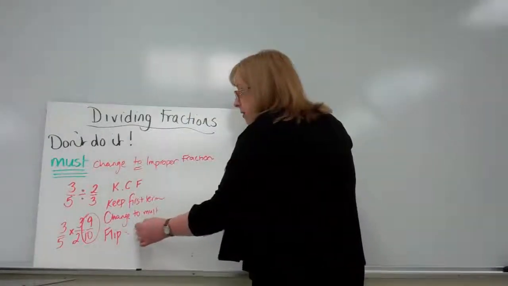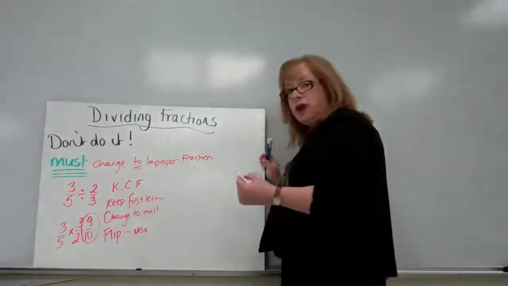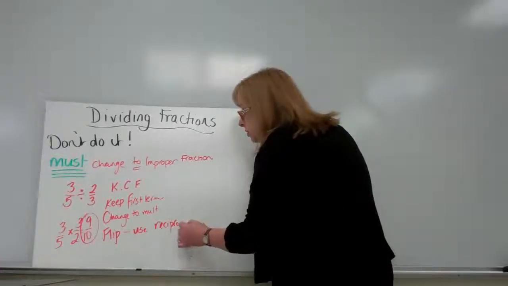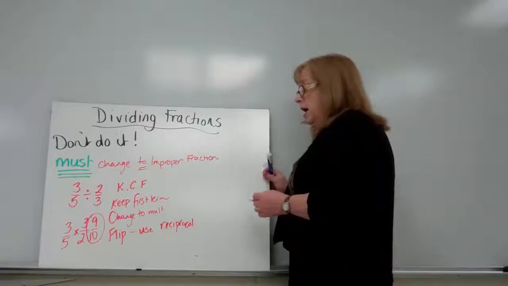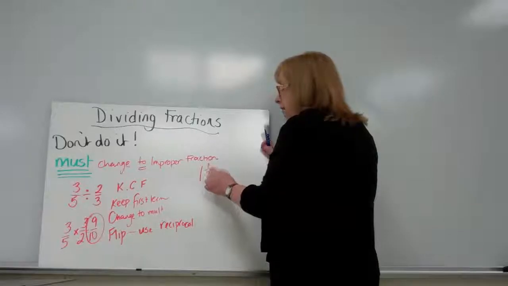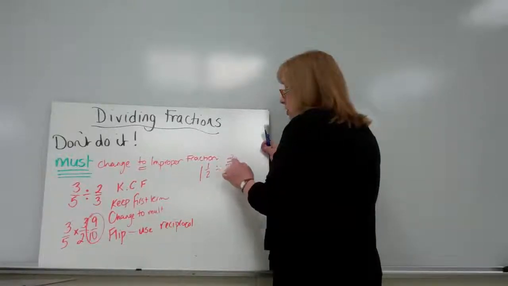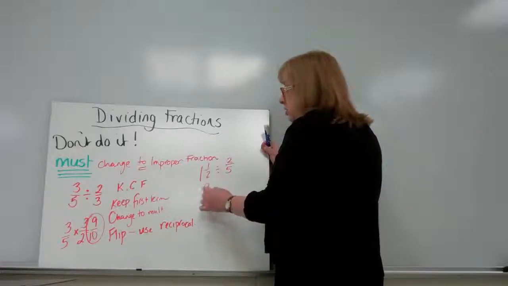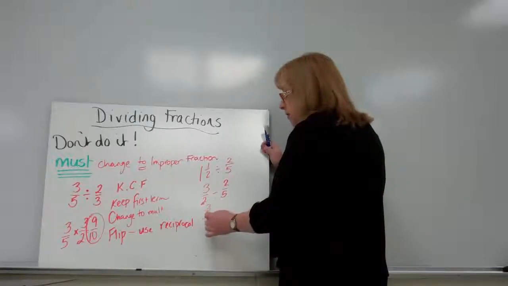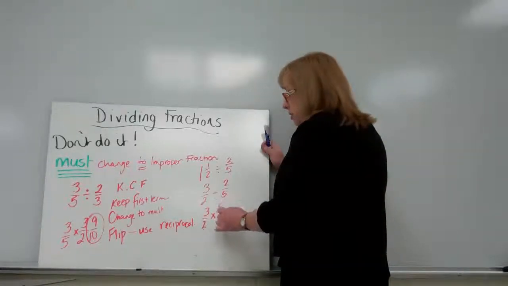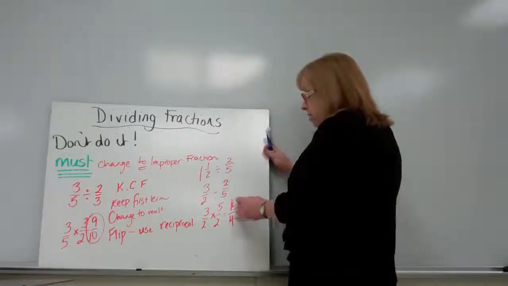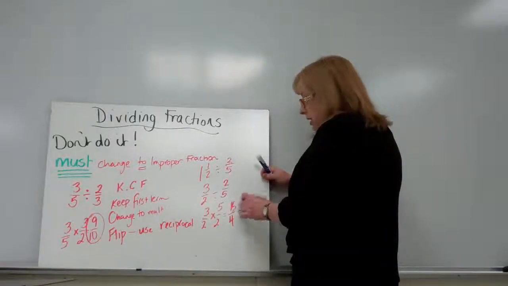When we flip, the flipped fraction is called the reciprocal. Reciprocal. Should we spell it right? And so that's basically it. Again, we must change, so if we have 1 and 1/2 divided by 2/5, we must change this into 3 over 2 divided by 2/5. Keep, change, flip, and now multiply, 15 over 4. And we can change that into 3 and 3/4.